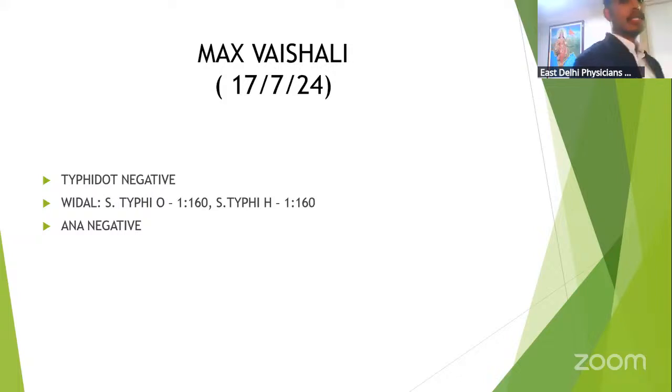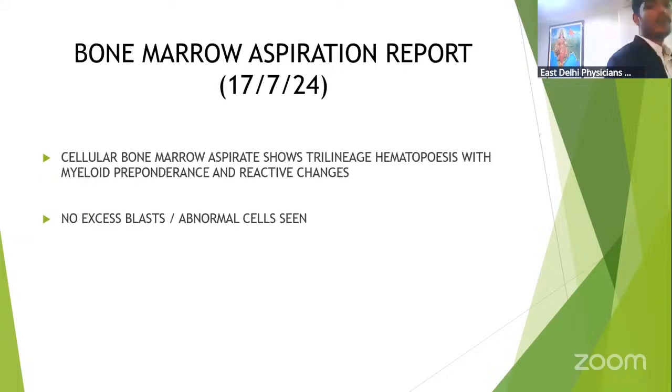The next day reports are as follows. The typhoid came negative. The Widal was borderline positive, 1:160 titer, and the ANA was negative. The bone marrow aspiration report showed adequate trilineage hematopoiesis with myeloid preponderance and reactive changes. There was no blast or abnormal cells. So by this time, we were clear that we are not dealing with any hematological disorder. We are dealing with a case of bacterial sepsis, and the bone marrow report corroborated the same.